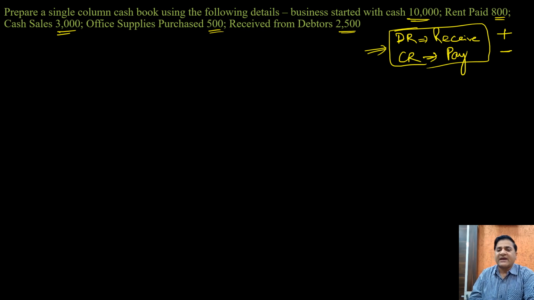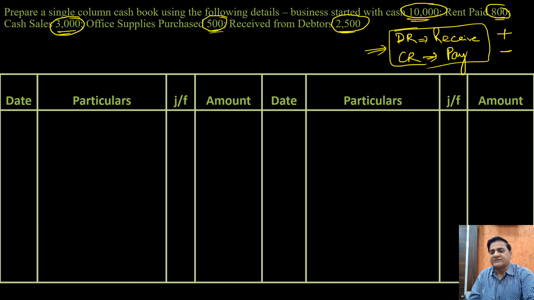So whatever the cash is received in the business, say for example, business started with 10,000, which means the business has received 10,000 in cash. Record it on the debit side. Paid rent, record it on the credit side. Cash sales, you have received 3,000 on the debit side. Purchase of office supplies on the credit side, payment side. Receipt from debtors 2,500 on the receipt side. Very simple. So let's see how to prepare this cash book.